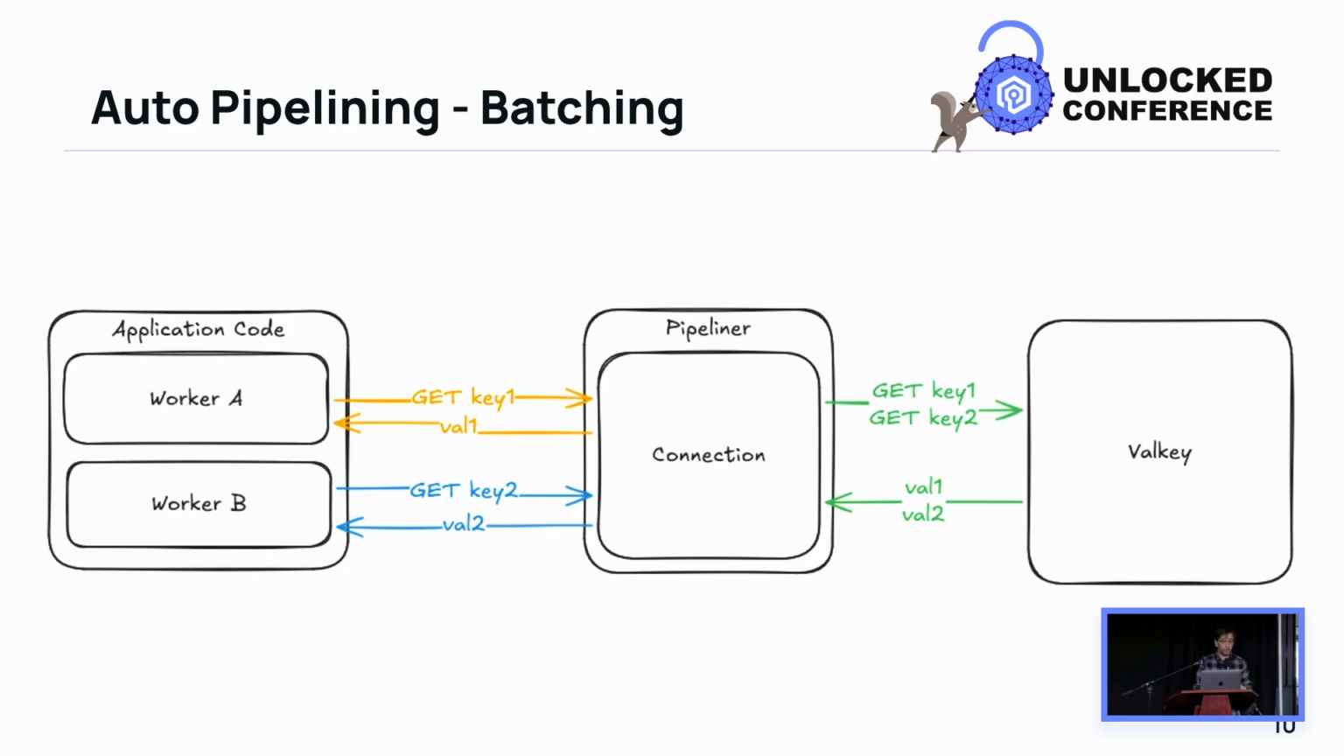So next is automatic pipelining with batching. Here we have worker A and worker B. They each want to get a key from the cache. They send their request to the pipeliner, which batches them up, sends it to Valkey, waits for a response, and then sends back the appropriate response to each worker. The common implementation of this is as soon as the first request is received, there's a clock that starts, waits to fill the batch, and waits for the clock to run out, and potentially there's a byte size limit for the batch or number of commands.